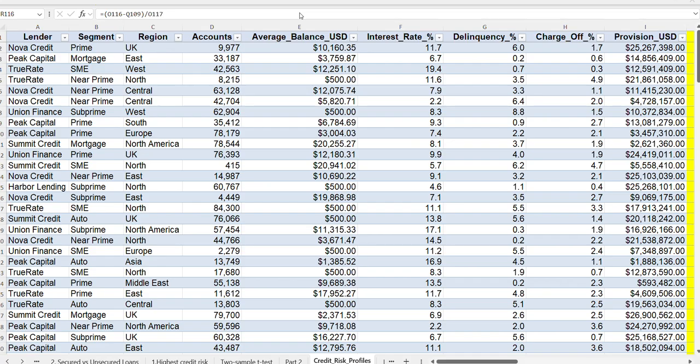This dataset focuses on credit profiles and includes variables related to lending performance. It contains both numerical data, such as interest rate, other percentages, and balances, and category data, such as loan segment. This combination allows us to analyze both financial performance and risk behavior across the customers.